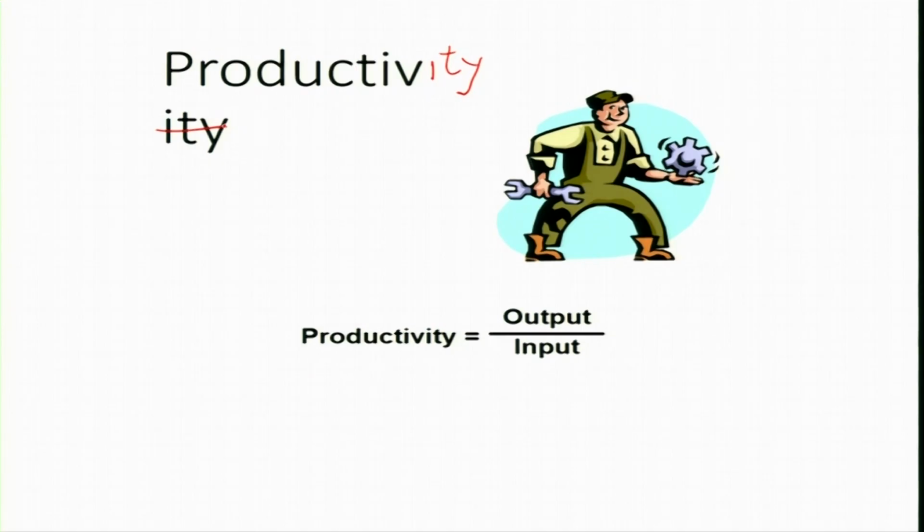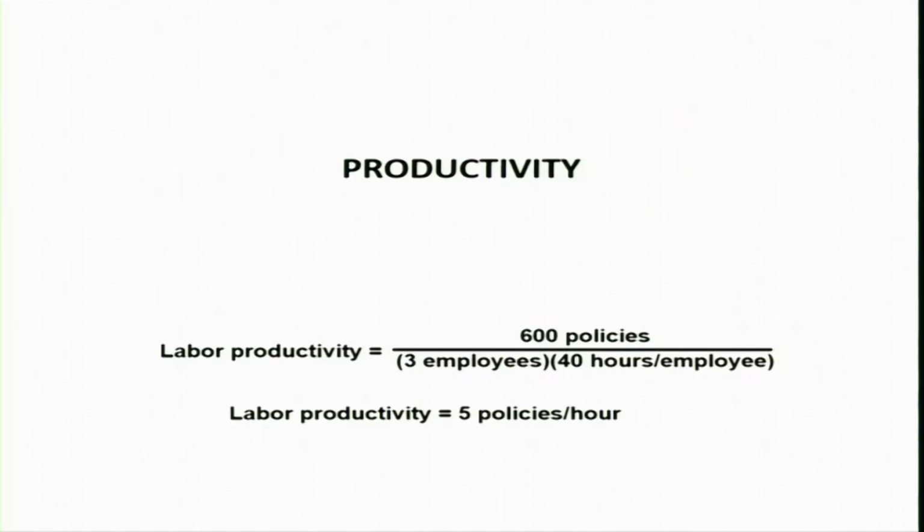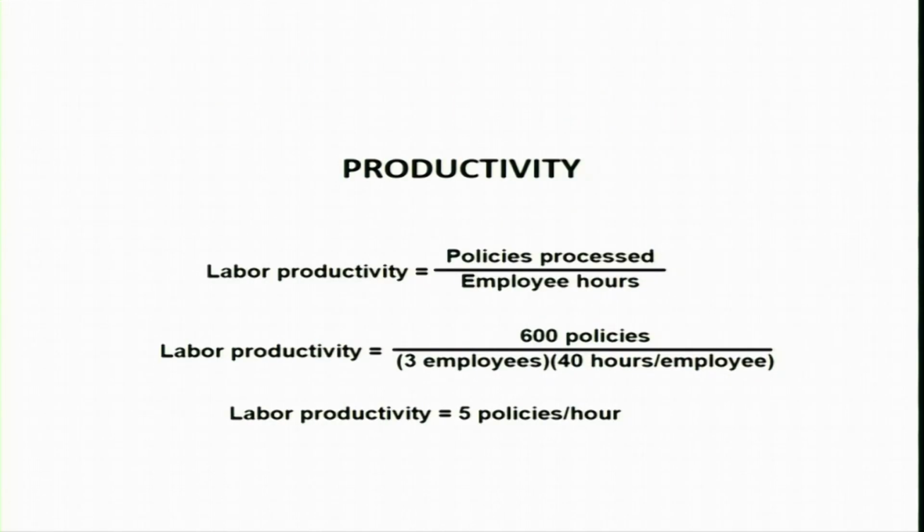So, as I said, productivity is nothing but output by input. And let us say for the insurance sector, what is meant by productivity? How many policies are processed per employee hour? So, my input is manpower cost and output is how many policies are processed in a given system. If 3 employees are there and they work for 40 hours every week and they process 600 policies, my labor productivity is 5 policies per hour.